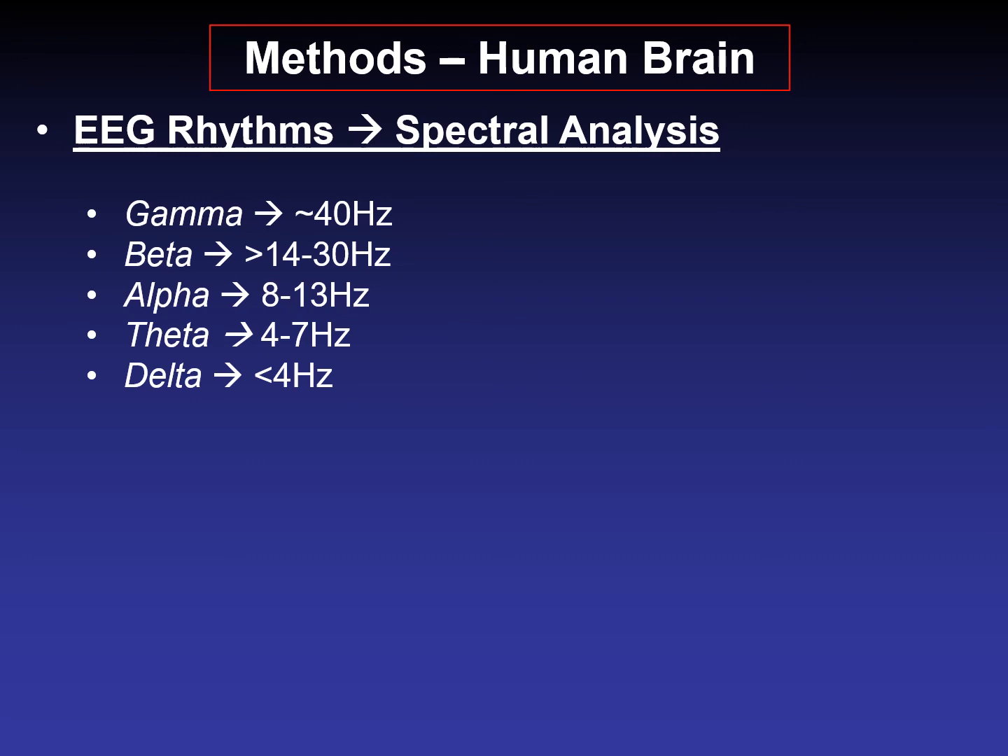And each frequency band tends to reflect specific psychological processes. So for instance, if you're interested in attention, you're well off focusing on alpha in the 8 to 13 hertz range. If on the other hand, you're looking at memory, you might want to focus on theta in the 4 to 7 hertz. If you're interested in consciousness, then you might want to focus on the gamma range up around 40 hertz.